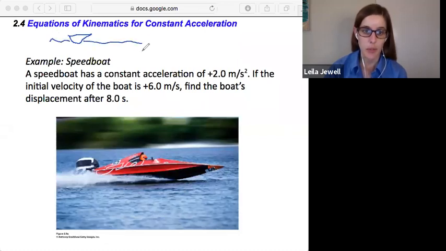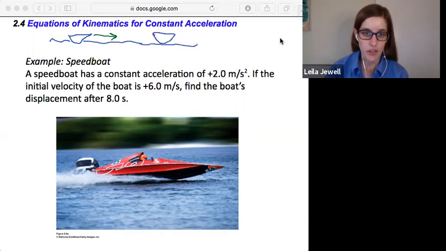Right, so we have a boat and it has some initial velocity of positive 6. So it's moving in the positive direction. And we want to find the boat's displacement after 8 seconds. So if it's moving in the positive direction, I'm going to guess that's over here.